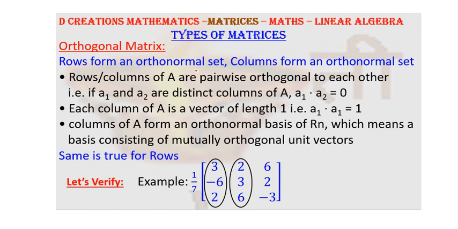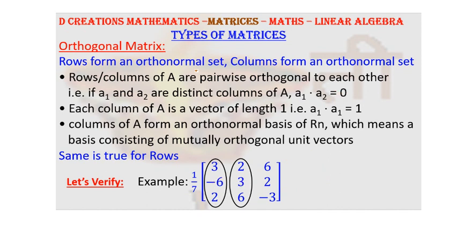Basically, if you look at an orthogonal matrix carefully, you will realize that all the rows form an orthonormal set and all the columns form an orthonormal set. What do I mean by that? That means if you take, let me talk first about columns because everything is going to be true for rows, pairwise, say two columns, and take their product, you will realize that it comes out to be 0. That means they are orthogonal to each other.